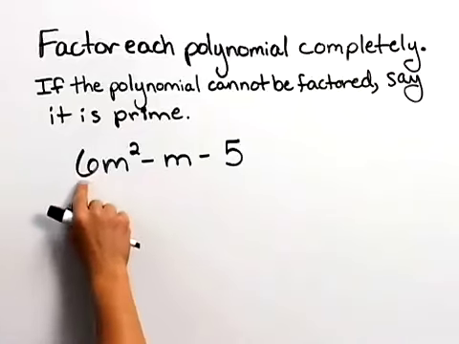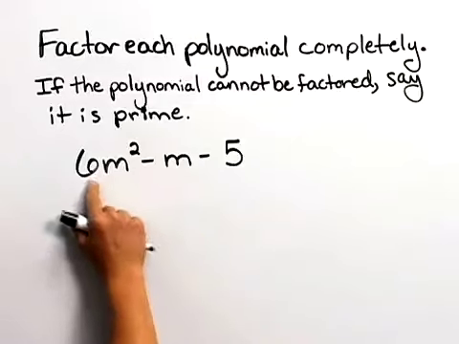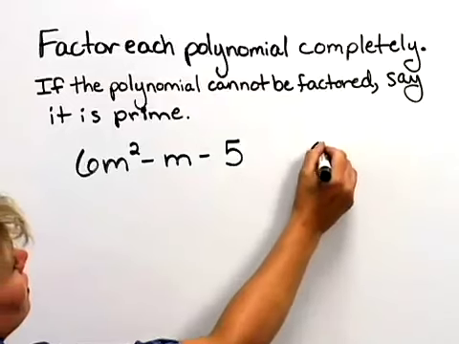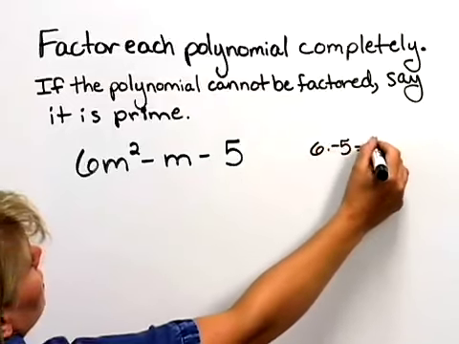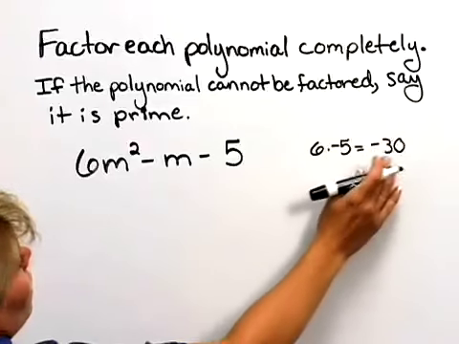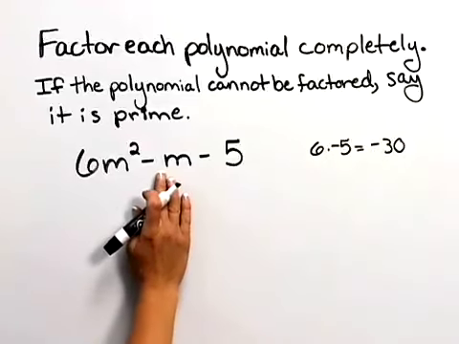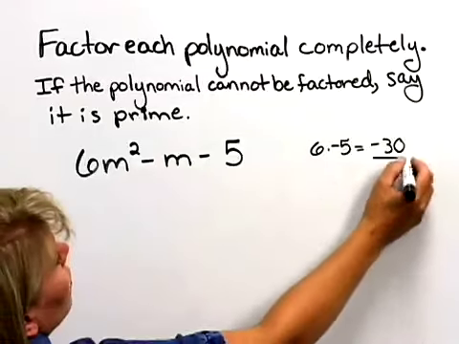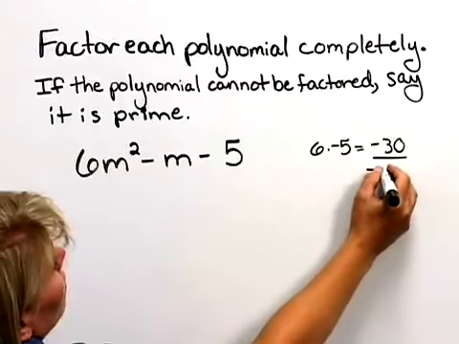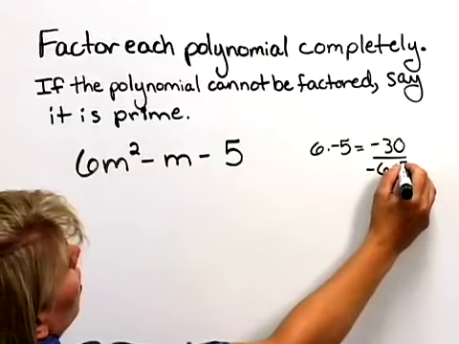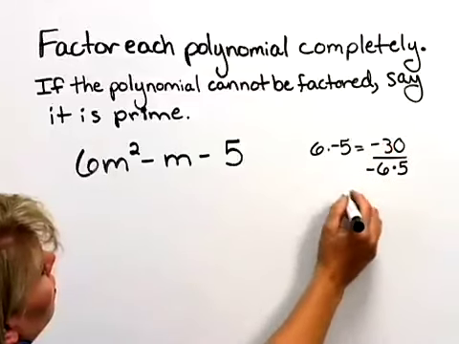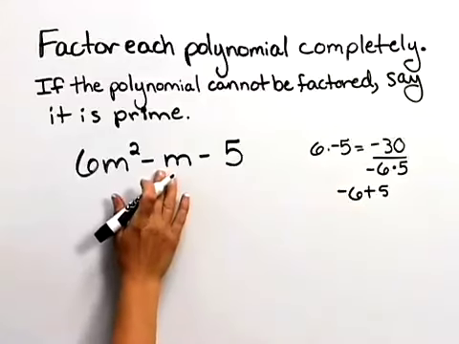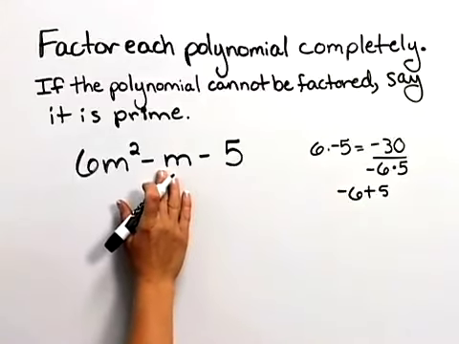For factoring by grouping, we need to take the coefficient of the first term, 6, and multiply it by the constant on the end, -5. And 6 times -5 is -30. We need to find factors of -30 that will add up to the -1m in the middle. Well, I notice, using my 6 and my 5, that if it was a -6 times a +5, that would give me -30, and -6 plus 5 gives me -1, which corresponds to the -1 in front of my m.